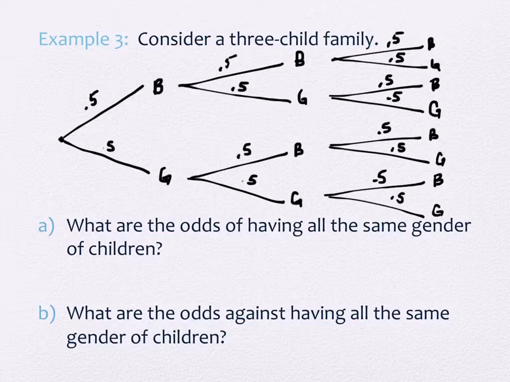Okay, so this first says we want the odds of having the same gender children. So looking at our tree diagram, I need you to find the places where it is all the same gender of children. Where is that? Top and the bottom. And along each of those branches, can I multiply the 0.5s together then? Certainly. So what would 0.5 times 0.5 times 0.5 be?